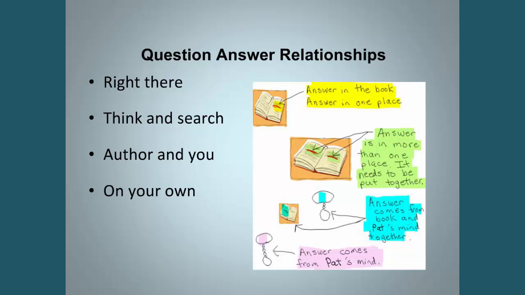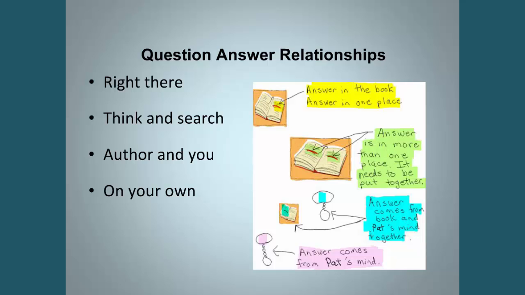Then there's the think and search question, where the answer is in more than one place and it needs to be put together. So some are on page 2 and some is on page 3. So I'll take highlight tape and put what's on page 2 and highlight tape and put what's on page 3. And if they're really good at math and stuff like that, I'll even put 2 different color highlight tapes. So yellow plus blue equals the answer.